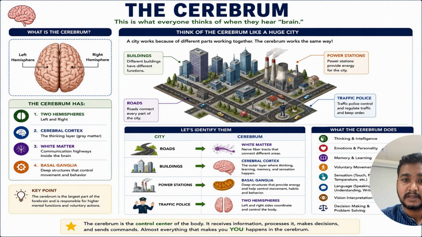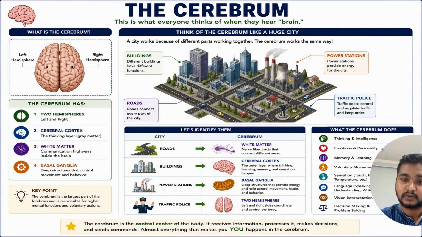Roads. White matter. Every city needs roads to connect different areas. In the cerebrum, these roads are called the white matter. White matter is made up of millions of myelinated nerve fibers that rapidly carry information between different parts of the brain. Without these communication highways, different regions couldn't work together.